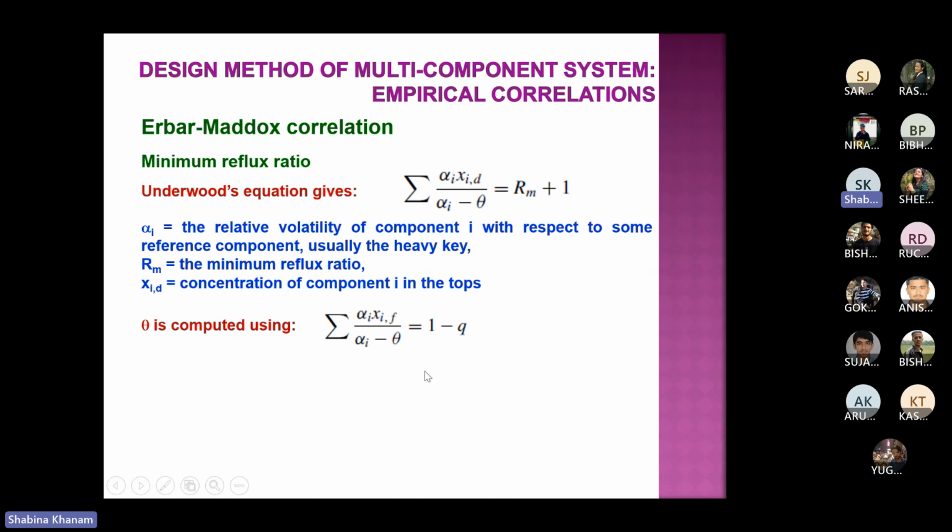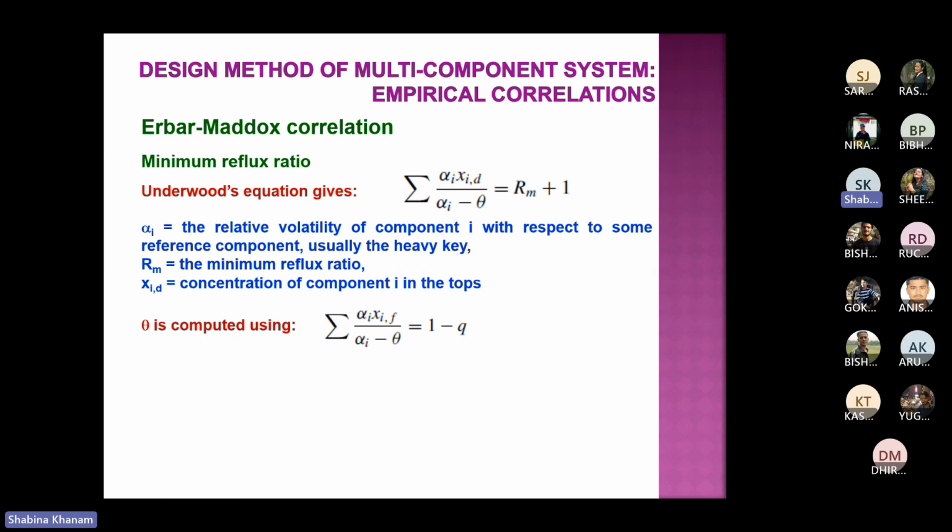So the expression is summation alpha i x_i,f by alpha i minus theta, and that is equal to 1 minus q. Okay, so from this you can find out this theta, but whatever q value is there, that decides the right hand side of this equation. However, this is basically the summation of each component.